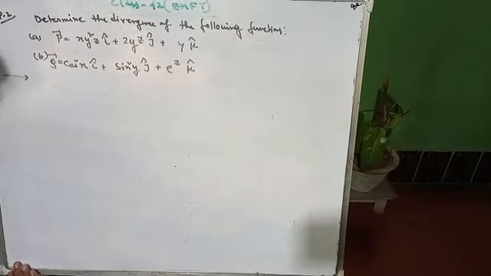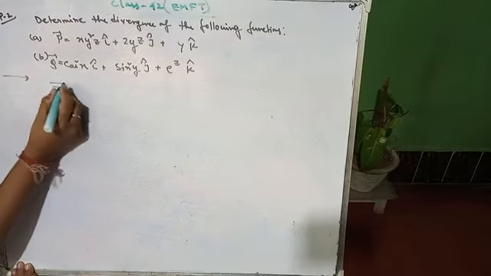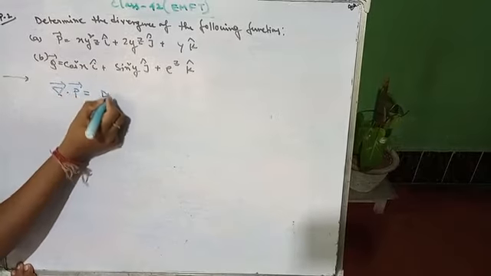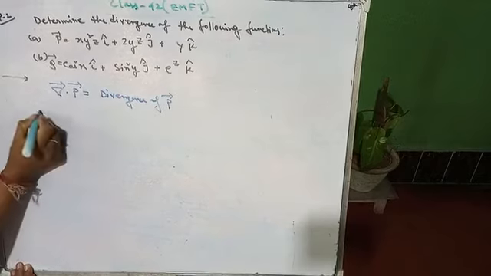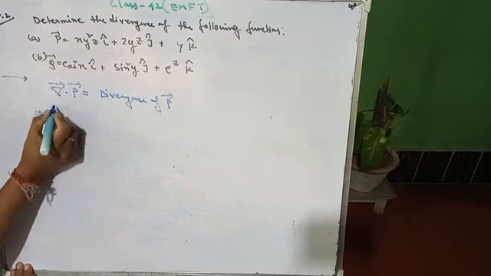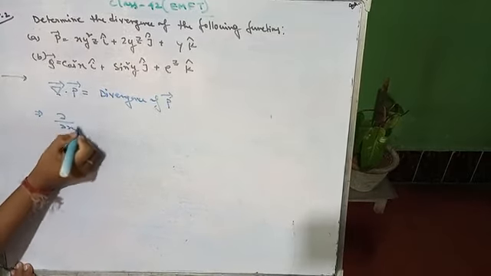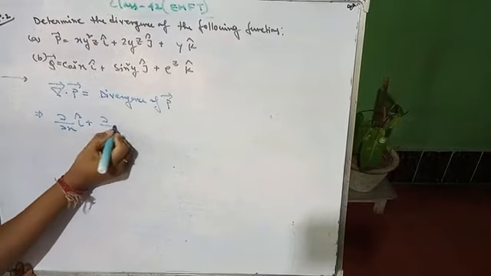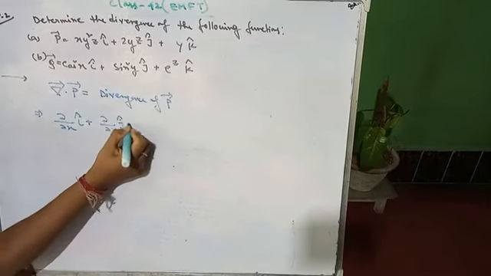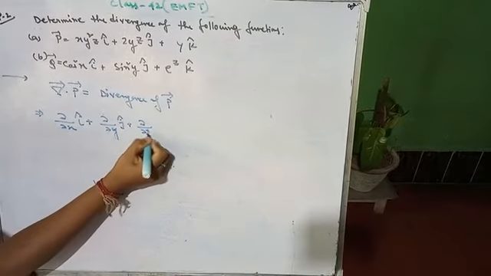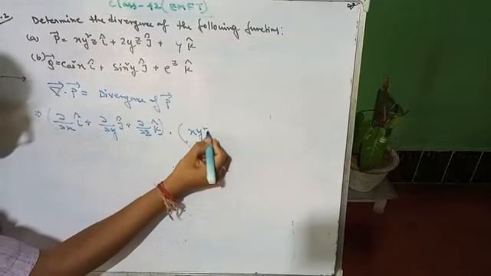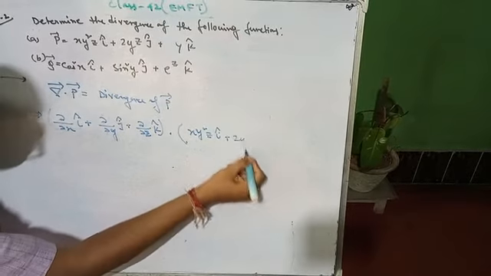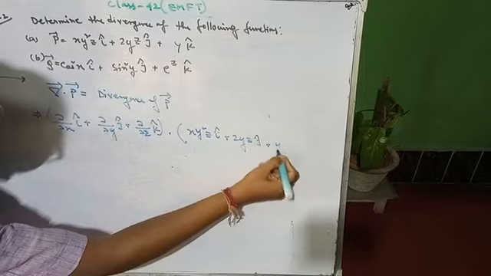So what do we mean by divergence? Divergence is nothing but the dot product of the del operator with the vector. So the dot product with del will produce the divergence. Divergence of P vector: this del operator looks like del x i cap plus del y j cap plus del z k cap, dotted with x y square z i cap plus 2yz j cap plus y k cap.